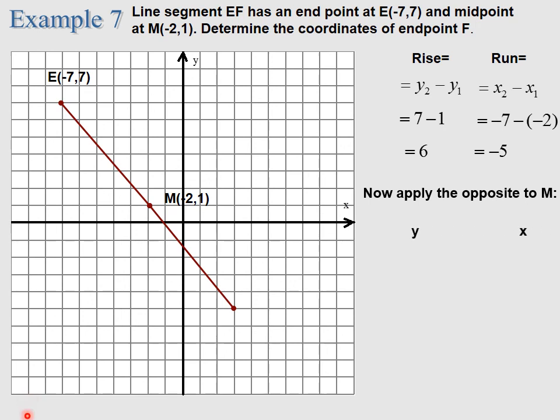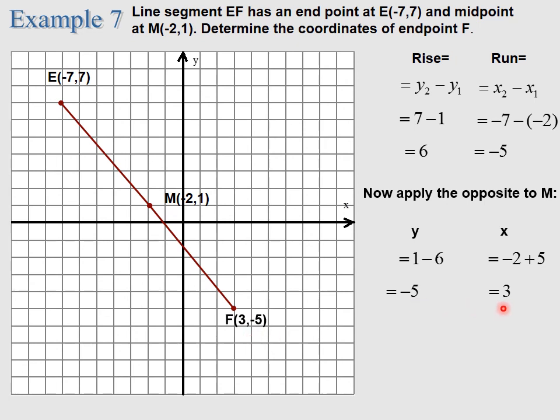So for our y's and our x's, if we started at 1 for our y, instead of add 6, because we went up, we're going to subtract 6 to go down. So 1 minus 6 will give us our new coordinate point. And instead of going left 5 for our x's, we're going to go right 5. So we're going to add 5. So it's going to be negative 2 plus 5. And so we end up with negative 5 and 3. So our point F is at 3, comma negative 5.